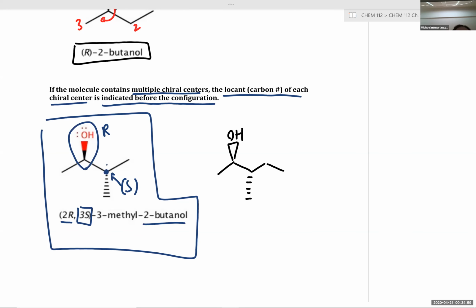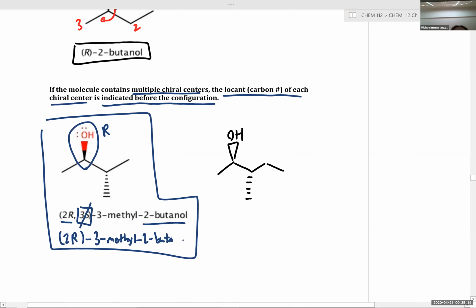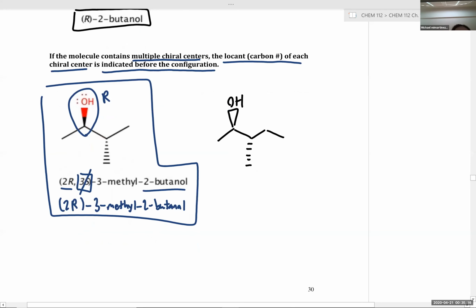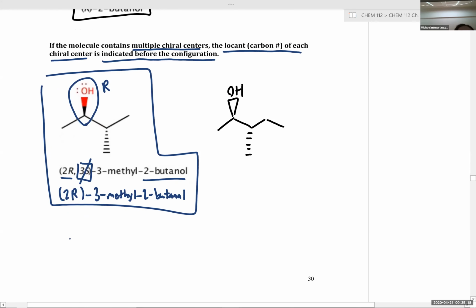Exactly right. So we need to strike that out. The correct name for this structure would just be 2R, 3-methyl-2-butanol. And the really critical thing that I want you to take away from this example is: only indicate the configurations of chiral centers.